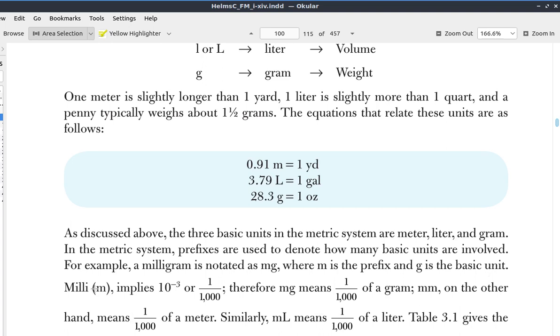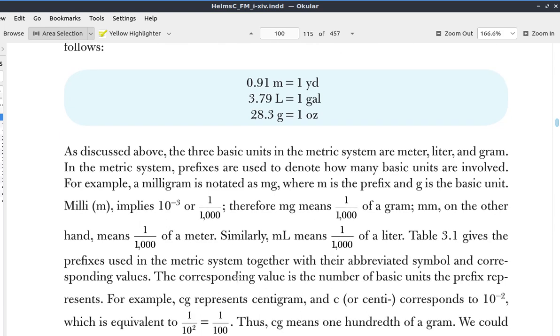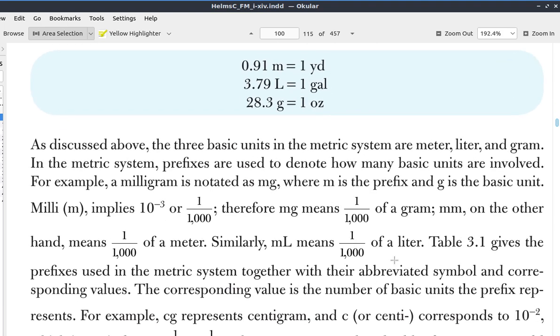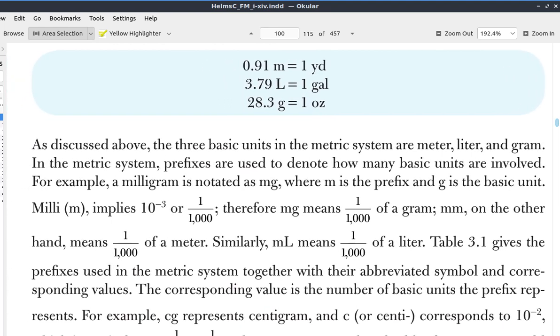So milli, which you represent with a small m, implies 1,000th of. Therefore, milligram, mg, means 1,000th of a gram. Millimeter, on the other hand, means 1,000th of a meter. Similarly, ml means 1,000th of a liter, 1 milliliter. Alright?